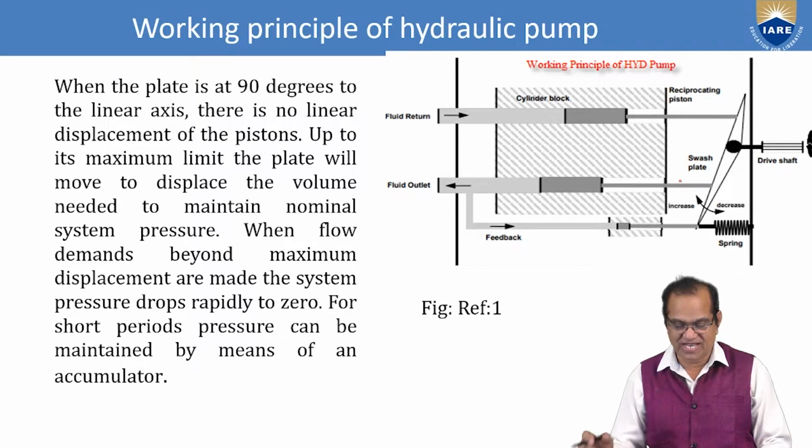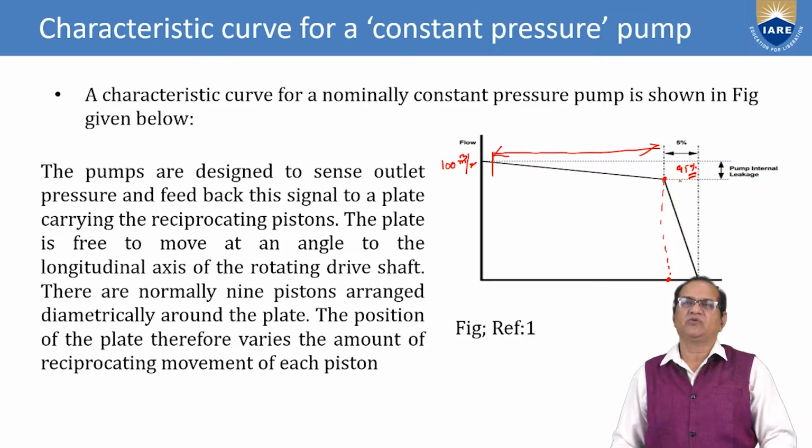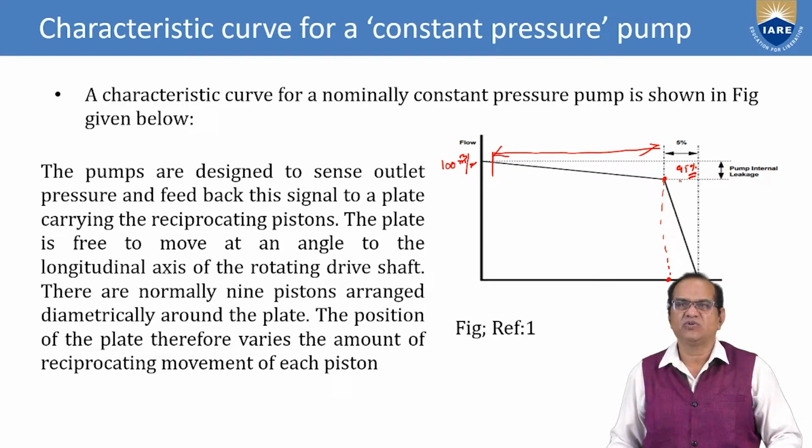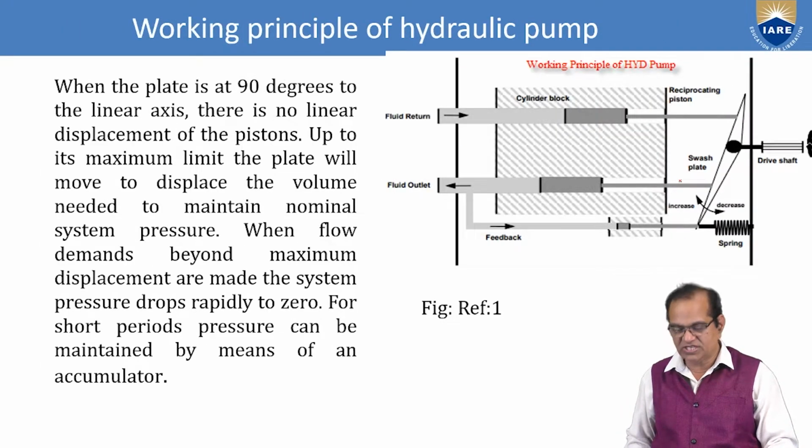Just now in the previous slide, it is already mentioned here. The pumps are designed to sense outlet pressure and feed back this signal to a plate carrying the reciprocating pistons. The plate is free to move at an angle to the longitudinal axis of the rotating drive shaft. There are normally 9 pistons arranged diametrically around the plate. The position of the plate therefore varies the amount of reciprocating movement of each piston.